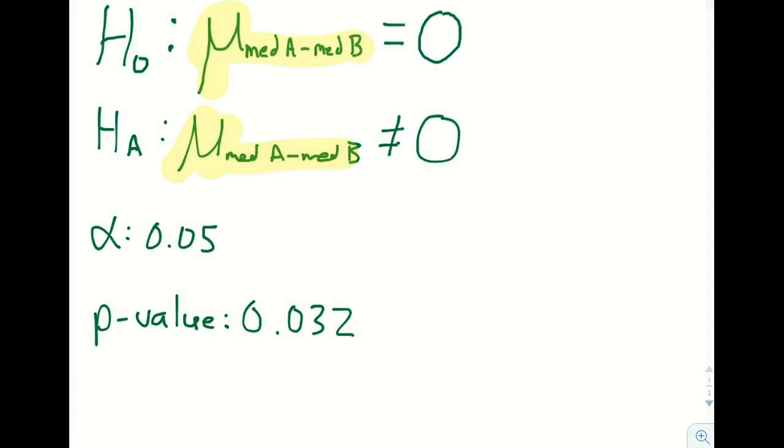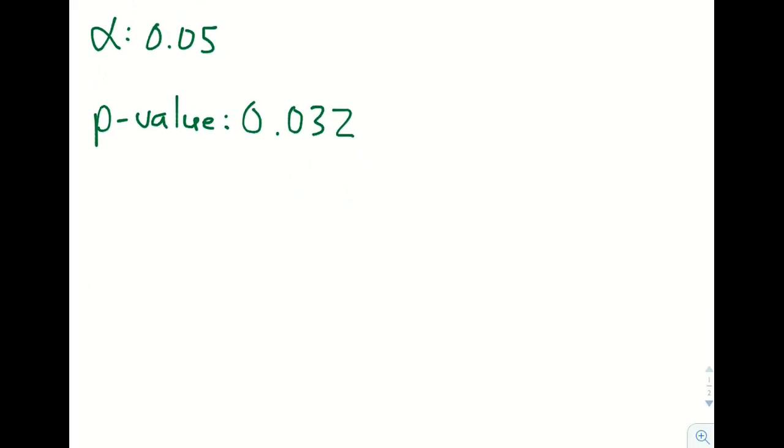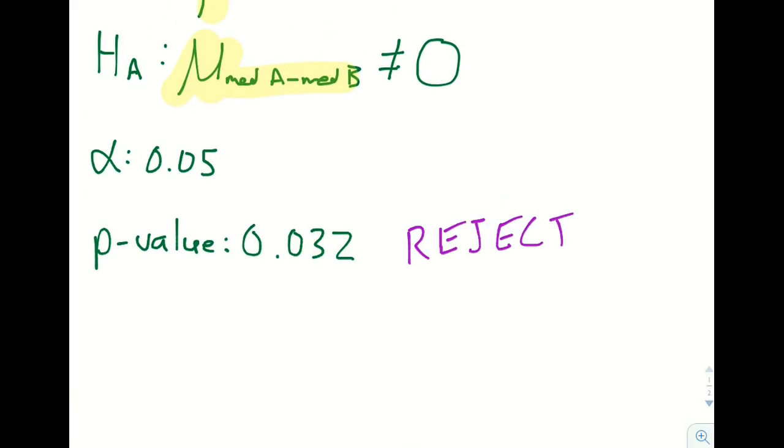Based on that, we need to make some decisions. The p-value is less than alpha. That means that we get to reject the null hypothesis. So we are going to reject the claim that there is no difference between medicine A and medicine B in favor of the alternative claim that there is a difference. So we will say that there is a difference. That is what we now believe.